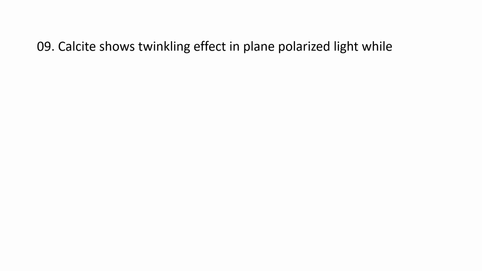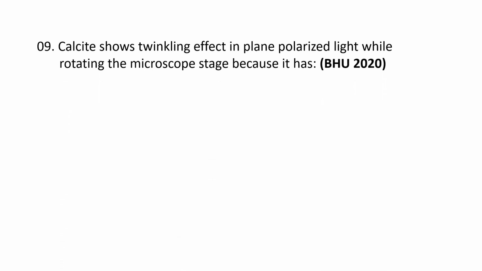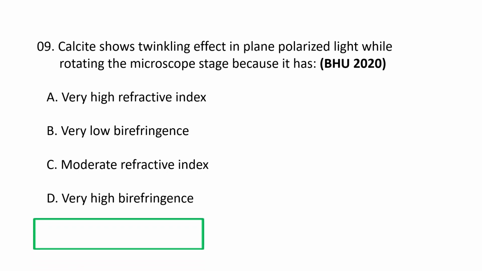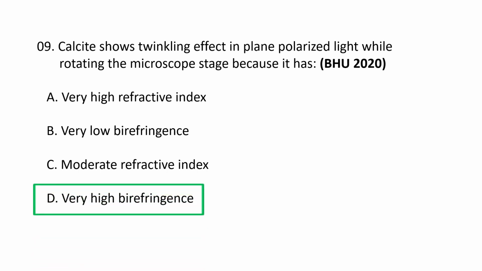Calcite shows a twinkling effect in plane polarized light while rotating the microscope stage because it has: A. Very high refractive index, B. Very low birefringence, C. Moderate refractive index, and D. Very high birefringence. So obviously the correct option goes as D, very high birefringence. Calcite exhibits a twinkling effect when viewed under plane polarized light and rotated on a microscope stage due to its birefringence, or the property of having two different refractive indices. The light traveling through the calcite is split into two rays with different speeds and different directions, which leads to the observed changes in brightness and contrast as the crystal is rotated. So the correct option is D, very high birefringence.